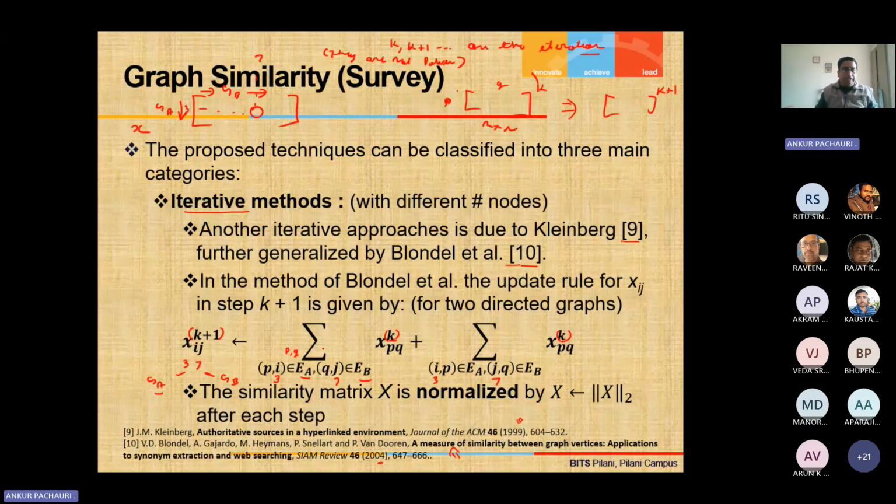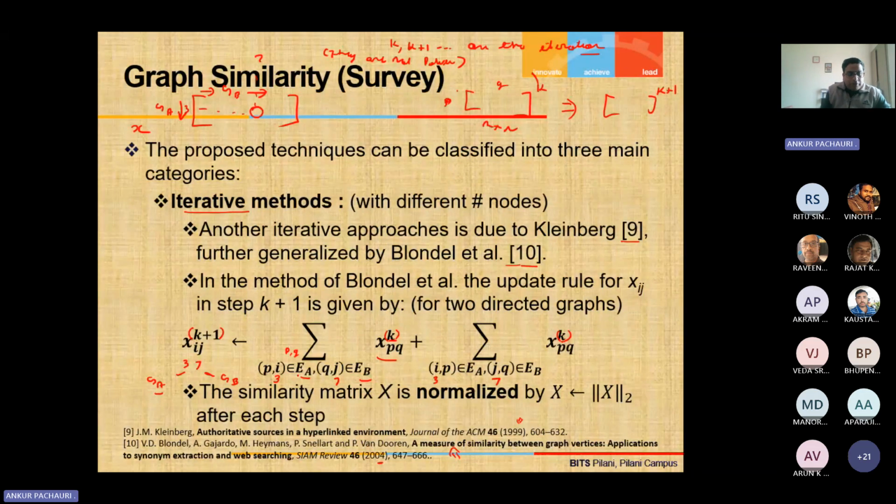Now, as this is an iterative method taking care of structural properties, you'll have to be with me. I will be adding the similarity scores. I will be getting updated similarity scores based on the previous similarity scores and based on the neighborhood. So that means I'm summing all those values, the summation of all those PQs, which all values will be there in PQs.